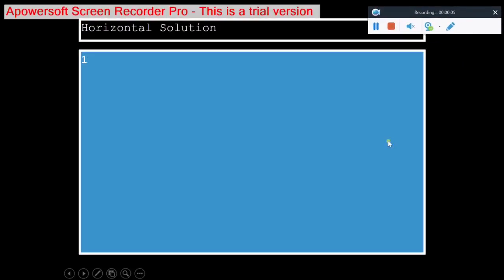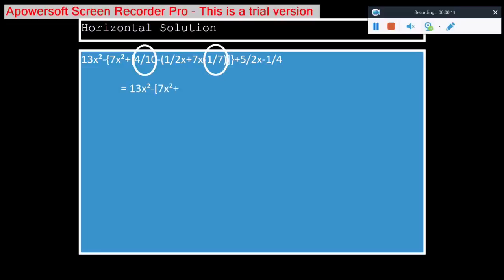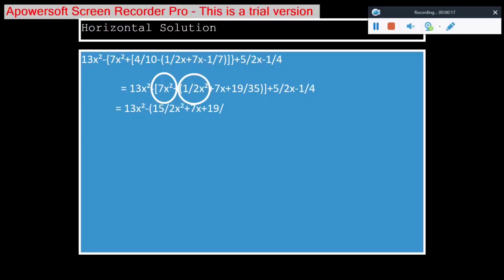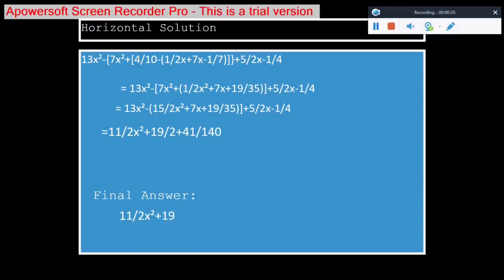Now, onto the horizontal solution. So as you can see, we combine the like terms. So after, we just solve it normally. And then you have your final answer.